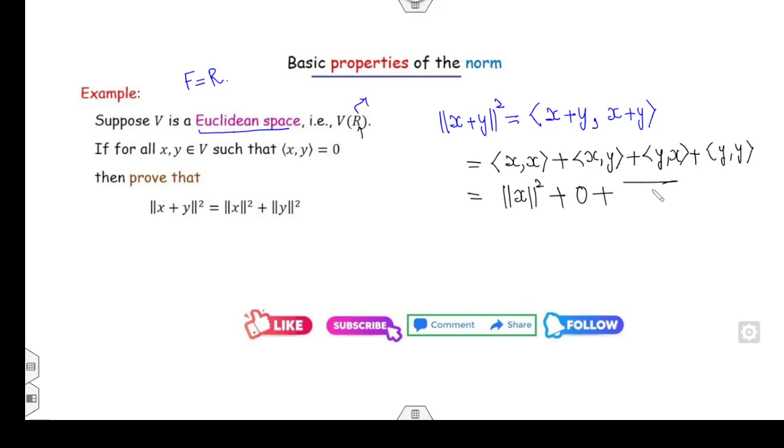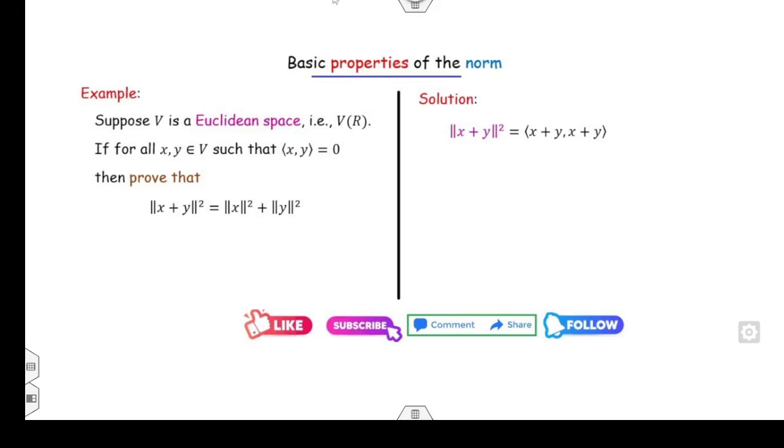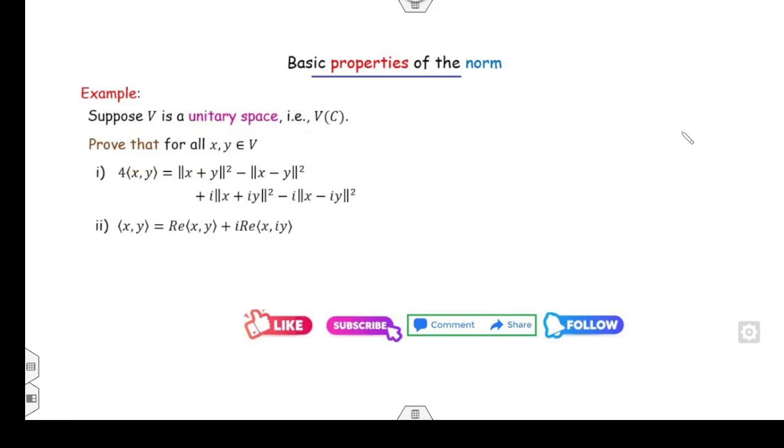Fine. What can I write this as? (x, y). Because it is real, in the reals the complex conjugate of 0 is 0. That will be norm x square plus norm y square is the right answer, because this value will be 0 and this value will be 0. Look at the next one.